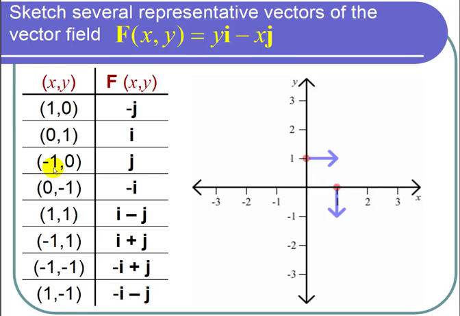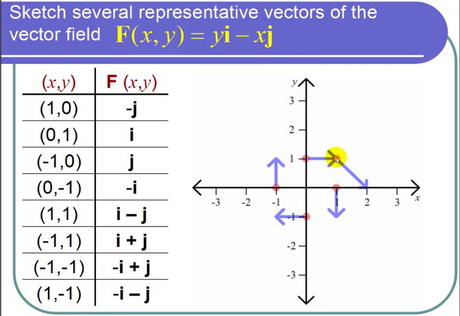Then I sketch the point (-1, 0) and the vector j from that point. Here's (-1, 0), and up 1 is j. And then (0, -1) and -i. There's (0, -1) and -i. And then I sketch the last four.